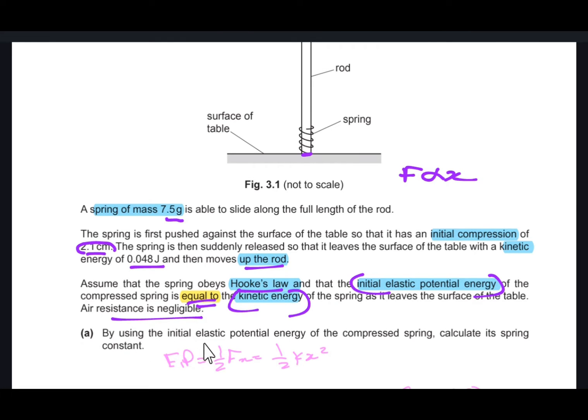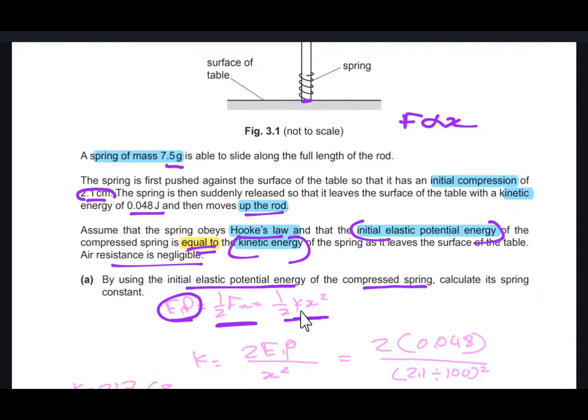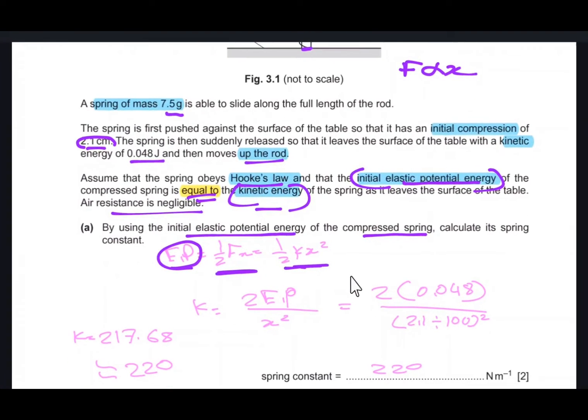By using the initial elastic potential energy of the compressed spring, calculate the spring constant. So we know that elastic potential energy is equal to half Fx or half kx squared, where x is the extension, F is the force, and k is the spring constant. We need to find the value of the spring constant, and we know that initial elastic potential energy is equal to initial kinetic energy.